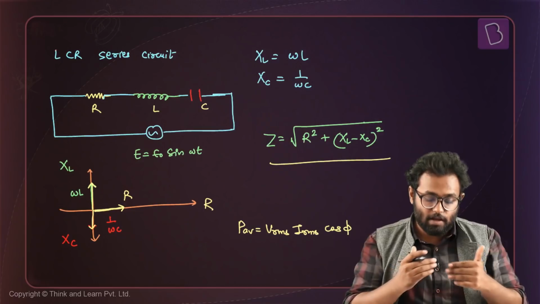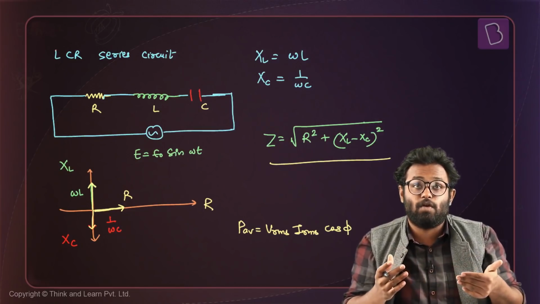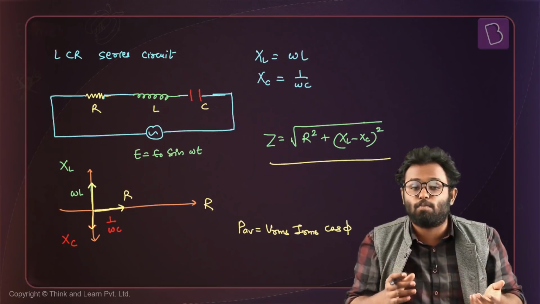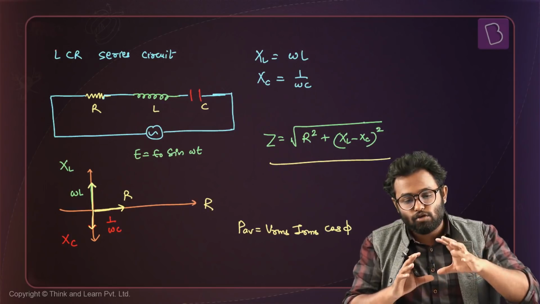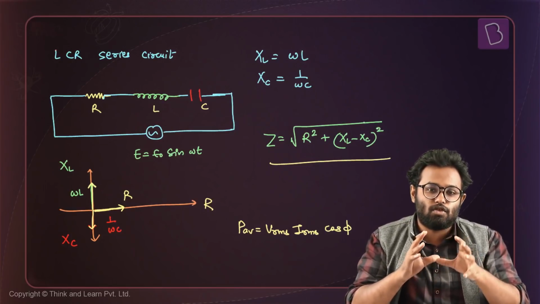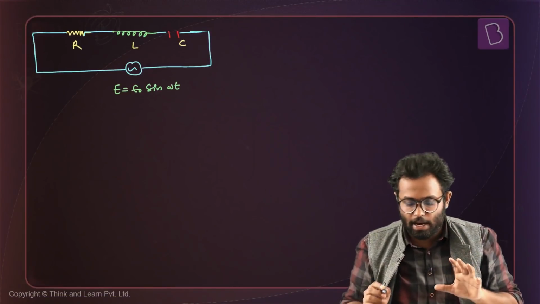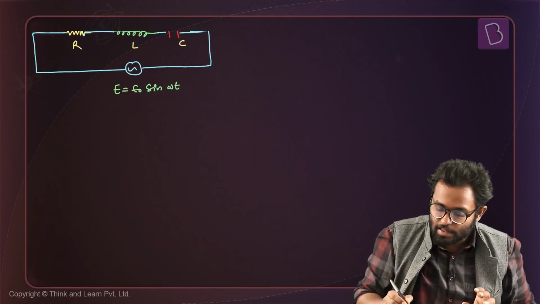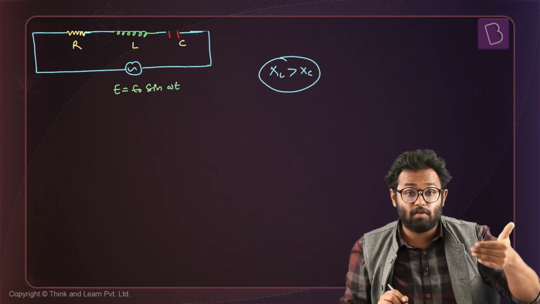Now, depending on whether omega L is greater than 1 by omega C or 1 by omega C is greater than omega L, that is, whether the inductor is more powerful than the capacitor or the capacitor is more powerful than the inductor, that gives us what would be the phase with which the current would lead voltage or voltage would lead current. So let's look into that. Here I have taken a special case where I'm saying, let's consider that XL is greater than XC. That is, omega L is greater than 1 by omega C.